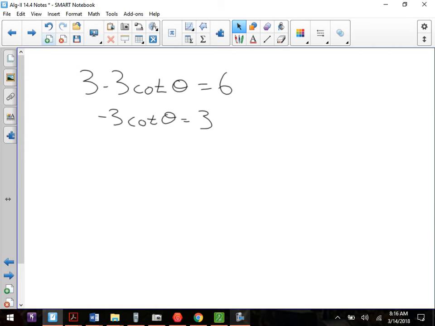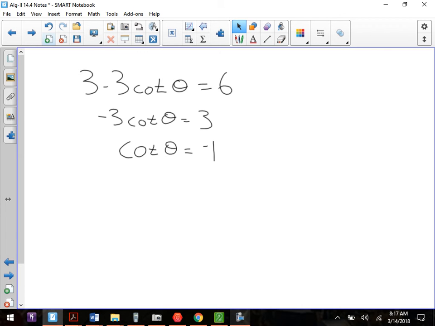Divide by -3. So now I have cotangent of theta is -1. When I get to this part here, a lot of times I've always felt that it's easier to use the standard trig functions versus the inverse trig functions, since I might get mixed up. This one's not so bad because it's just cotangent. But if it's cosecant or secant, sometimes you would do an inverse here.